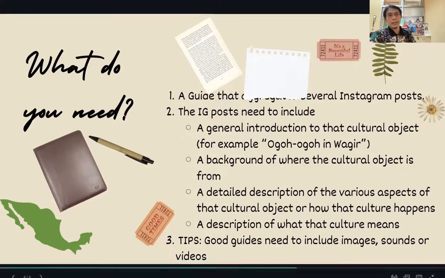And then after that, you need to give a detailed description of the various aspects of this particular cultural object. If it is called the celebration of Nyepi using ogoh-ogoh in Wagir, then you need to explain the elements such as the practices that people do before making the ogoh-ogoh, and what people use to make ogoh-ogoh, and what ogoh-ogoh is, and so on. These various aspects of cultural object need to be explained to a general audience.